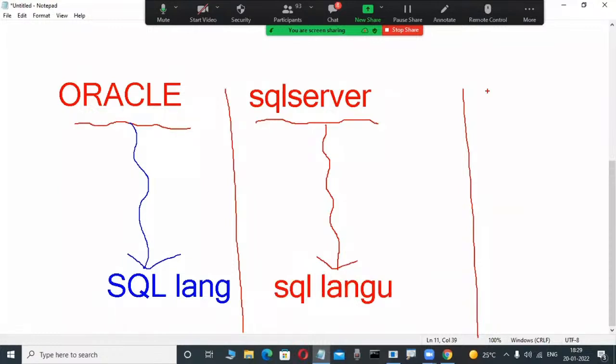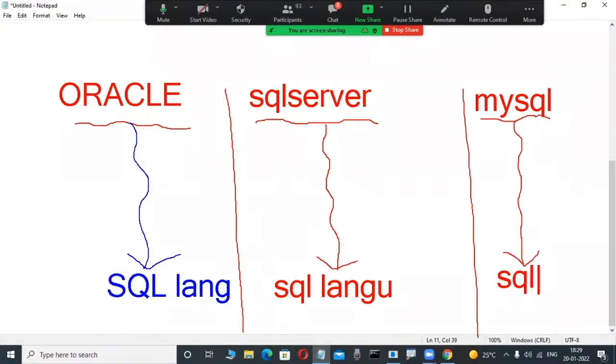Again, MySQL is used by many people in my company. MySQL is a relational database product. If they want to operate this MySQL database product, which is also a relational database product, some employees in my company work on MySQL, which is open source. They are operating a MySQL database also, and they are using SQL as the language. So the SQL language is there, a universal language.